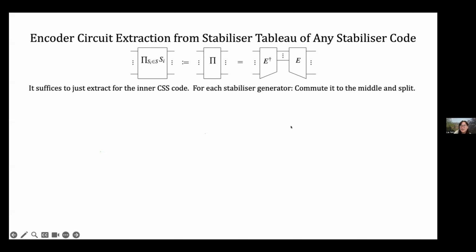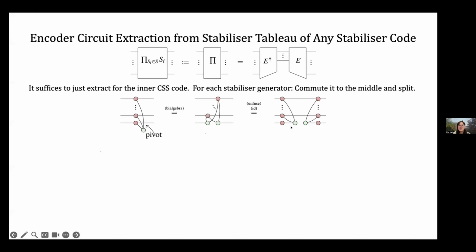So for each stabilizer generator, you commute it to the middle and split. You're starting essentially with a bunch of stabilizer generator projectors, one for each stabilizer generator, in series. Let's call one part the middle, and the middle is wherever we do the split. You keep commuting stuff to the middle. Let's say the first one is X type without loss of generality, because the phase rules are color symmetric. Then you can, by algebra, unfuse, and this lets you have a symmetric diagram on both sides.